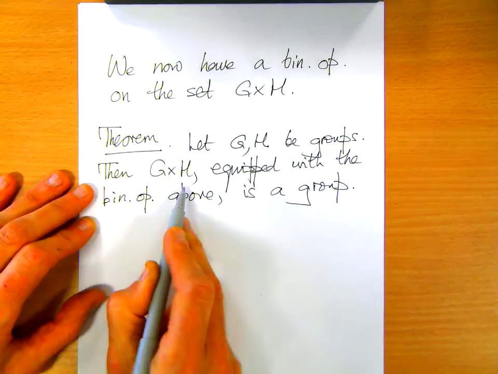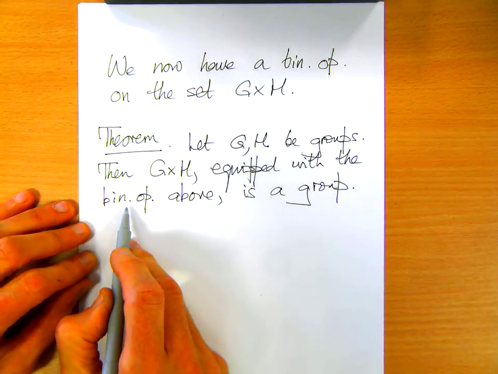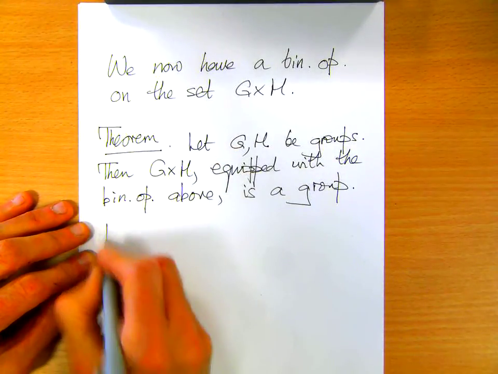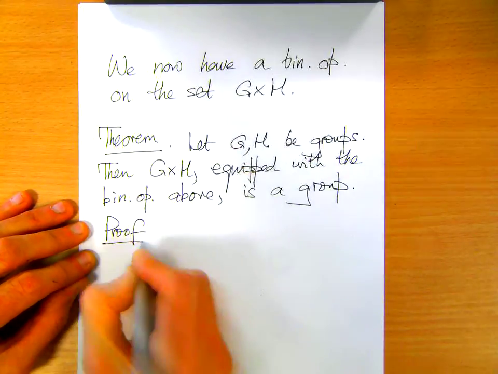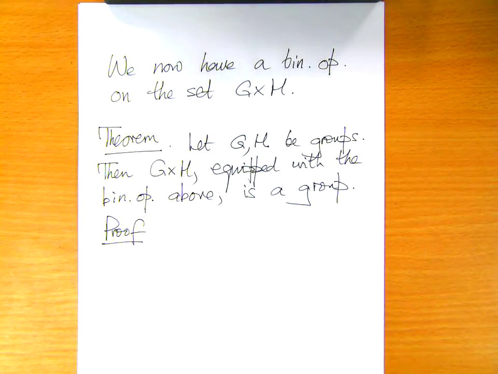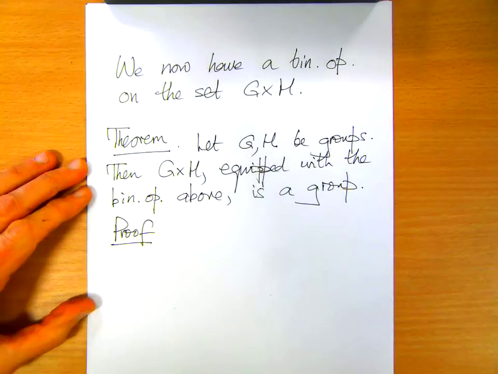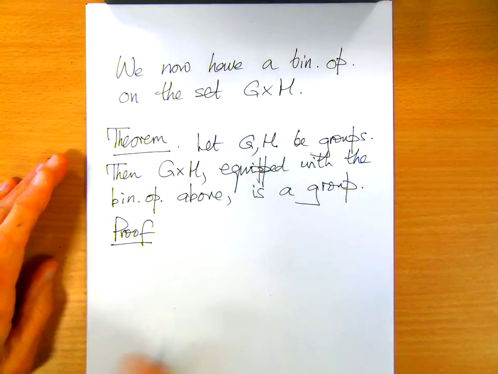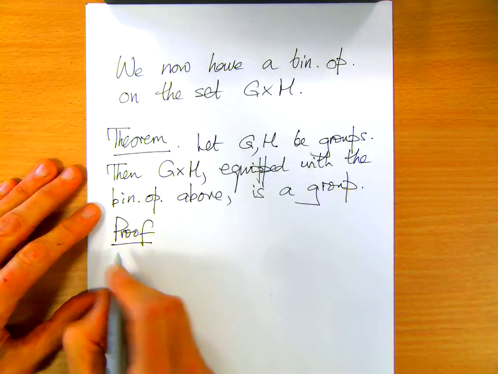So the set G cross H, when you equip it with the binary operation that we've just defined, is a group. So that's what we're going to prove. As I said, this is a good example. It's a kind of theoretical example, but it's a good example of using the group axioms.